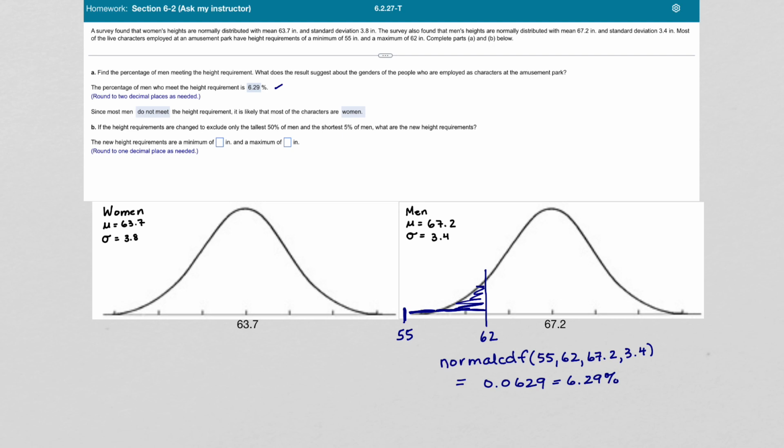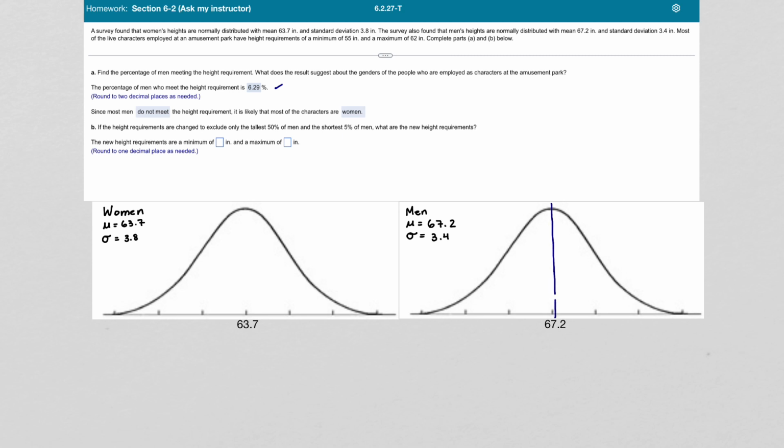Okay, so I'm going to clear what I've drawn already. We're still looking at heights of men. We want to cut off the top 50%. That's easy enough to do because that upper limit is going to be 67.2. And then we're going to cut off the bottom 5%, and I'm going to say that's roughly here. That's about 5%. This is about 50%. So I want to find out what value this is. I know that the upper limit is 67.2. That's easy enough to read off the graph.